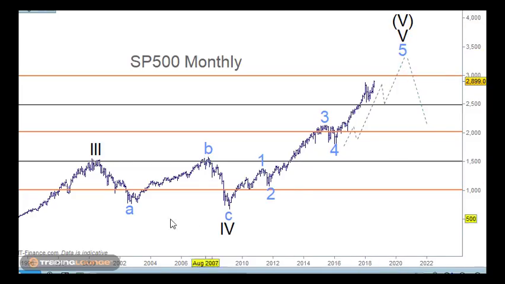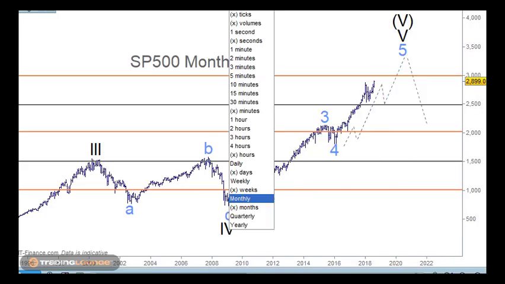But as you can see, imagining this is wave 3 here and wave 4 here, and then all of this is wave 5 here, it's going to be quite a serious top in play. So you need to give that some thought.